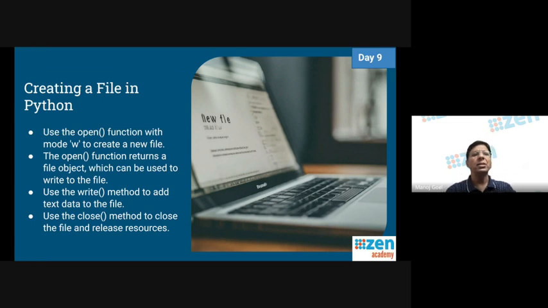So let's see, how can we create a file? So simple, if we talk about creating a file, we can use the open function and open it in the W mode to create a file. Okay, the open function returns a file object, right? Which can be used to write to the file.